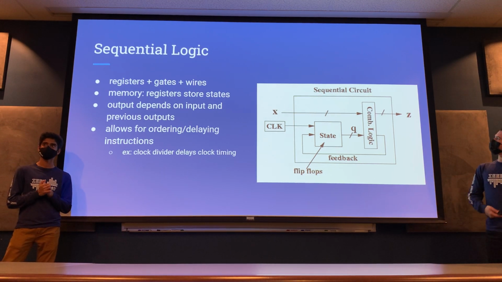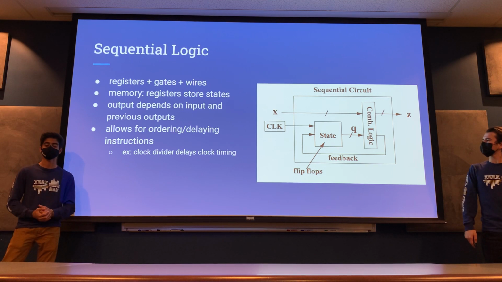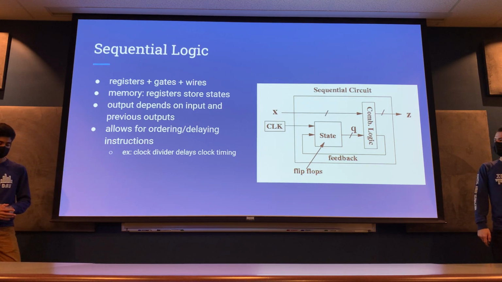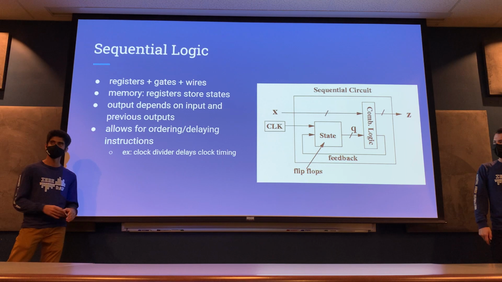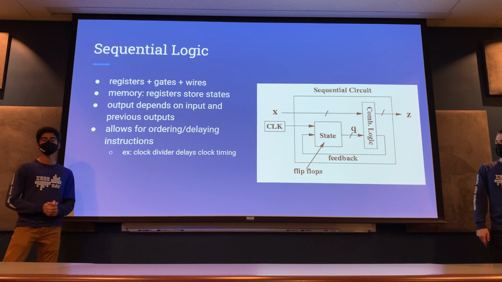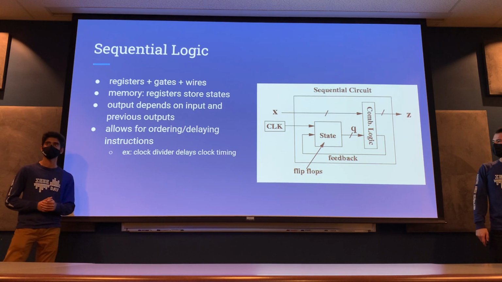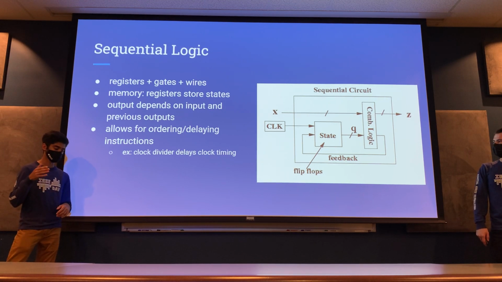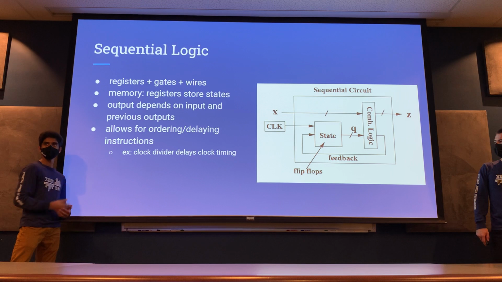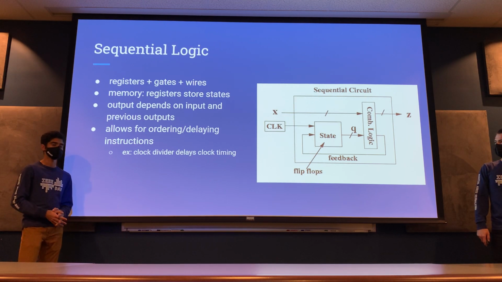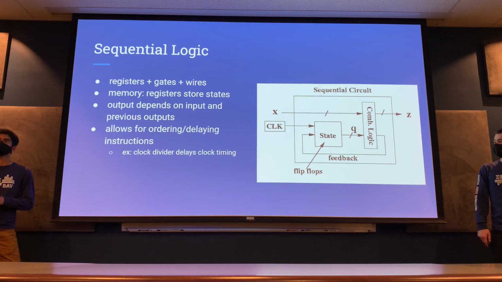I say it allows for ordering and delaying instructions. By this I just mean in combinational logic everything happens immediately. You change the input, you immediately change the output. Whereas in sequential logic you can do stuff like pipelining, like if you've taken computer architecture classes where stuff gets propagated through the circuit, which you can't do with combinational. So this adds a lot of functionality that we didn't have before.